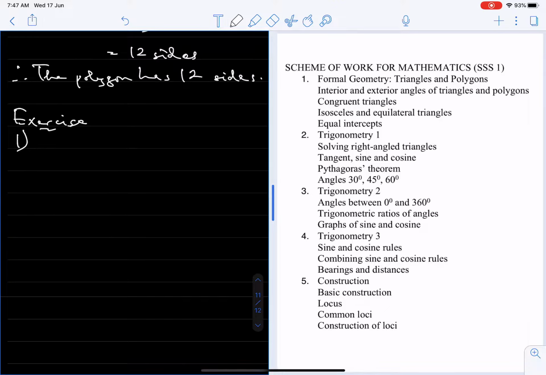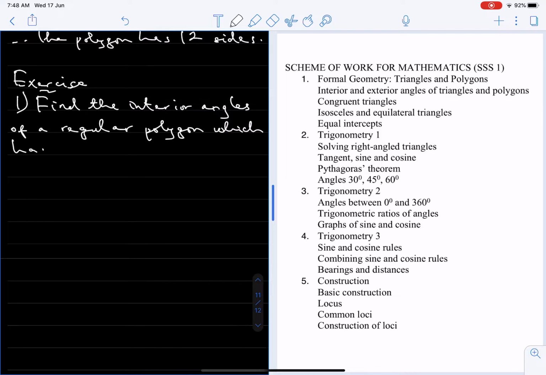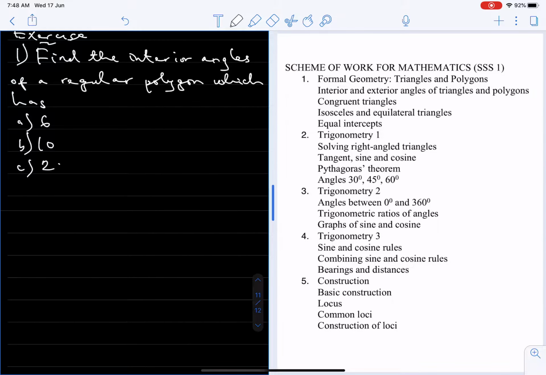Exercise number 1. Find the interior angles of a regular polygon which has, this is very simple, please don't say you don't understand, I'm sure it's a piece of cake, which has A 6, B 10, and C 20 sides.